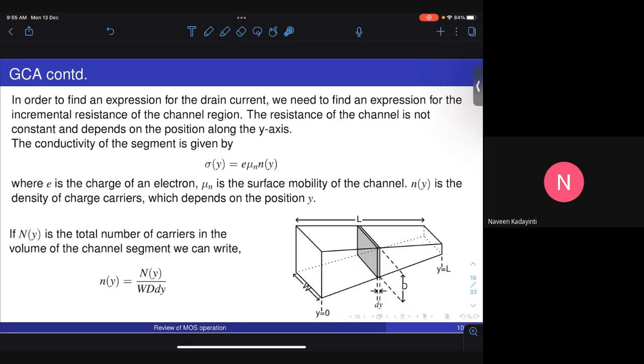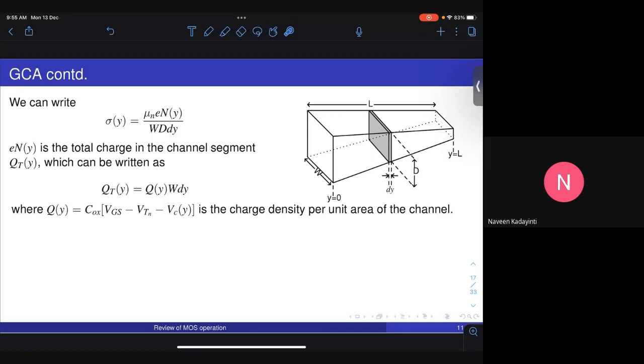So if capital N of y is the total number of charge carriers in the volume of the channel segment, that is this shaded segment of channel that we have, we can write small n of y, which is the density of charge carriers, as capital N of y divided by the volume of this segment. What is the volume of the segment? It's basically W, which is the width, the depth is d, and the length is dy. So W d dy is the volume of the channel, and total number of charge carriers divided by volume will give us the density.